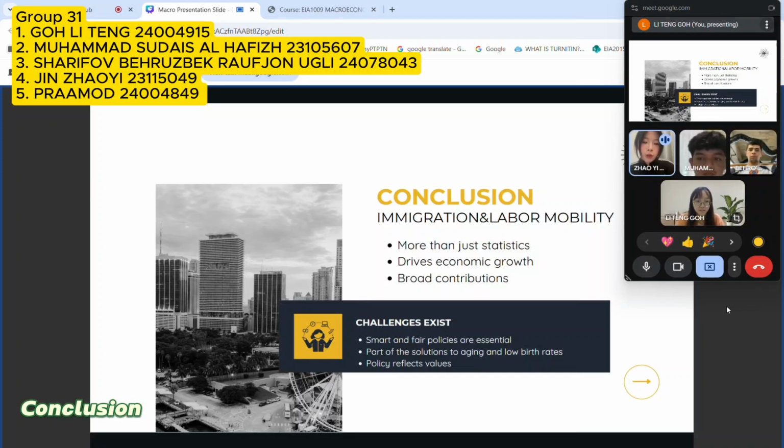So the countries have to make more policies for those issues. They may lose talent, but they gain remittances and experience in return. That's why smart policies are needed. In today's world, with aging populations and labor shortages, immigration isn't just helpful, it's necessary for us. It brings positive and negative effects, right? So we have to implement policies.